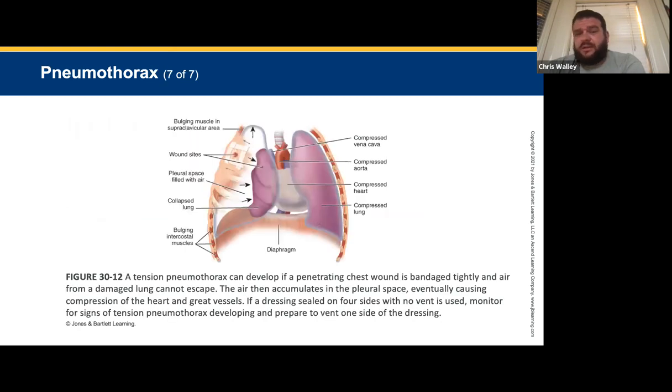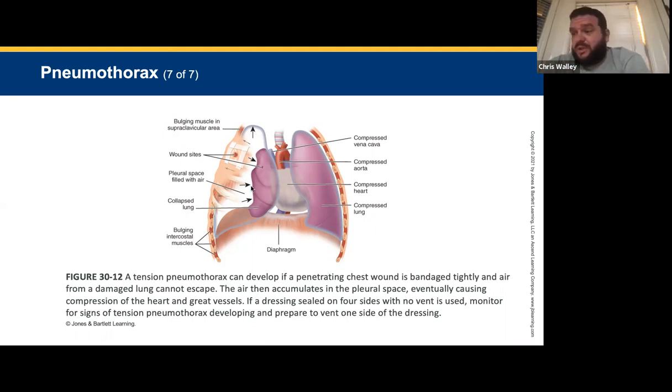So here is an illustration of a tension pneumothorax. So you see here, here's the wound, and this is applying pressure at all different places, which has caused... I wish you could see my hands. So anyway, what's happening is the tension's building up over here, and it's causing everything to shift because that pressure has nowhere to go.